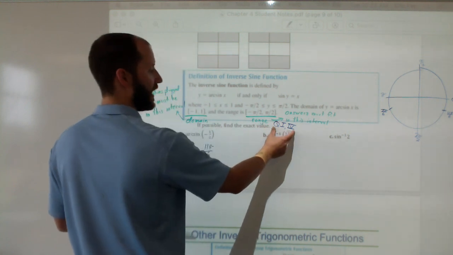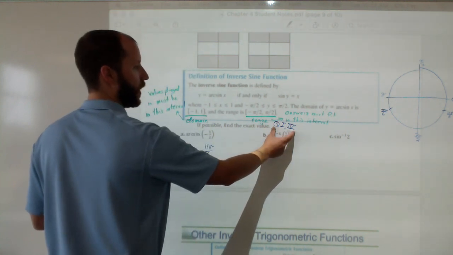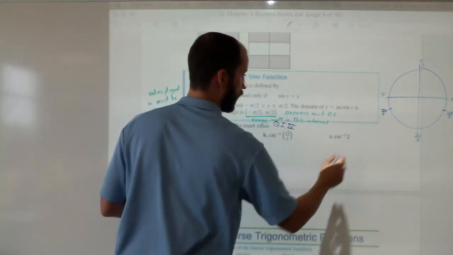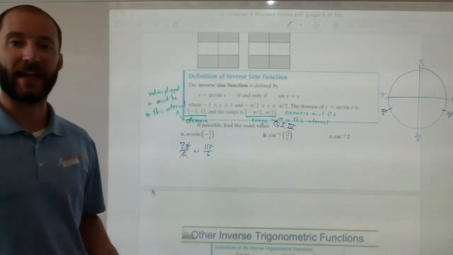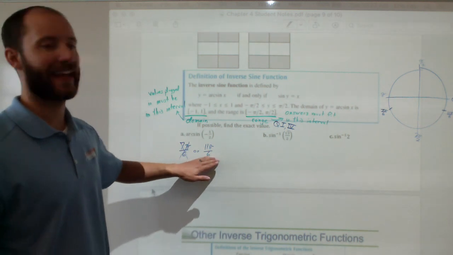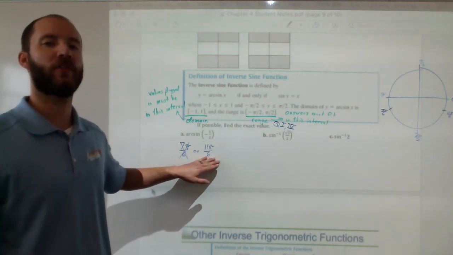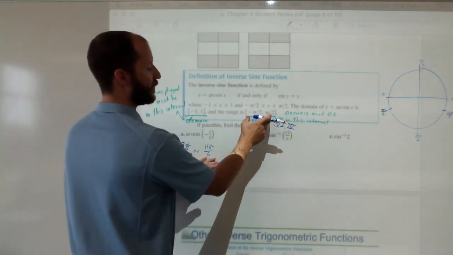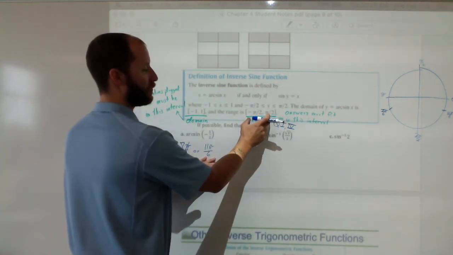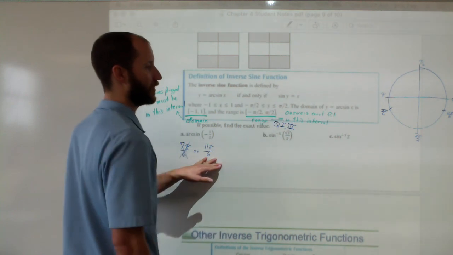Well, for inverse sine, your answers can only come from quadrants 1 or 4. 7 pi over 6 is in quadrant 3, so we eliminate that. So we take the answer that's from quadrant 4. But there's an additional condition. You have to fall in between these values, negative pi over 2 to positive pi over 2.